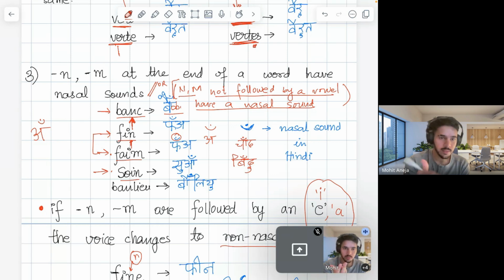So the thing is, N and M both have the same sounds. They do not have any differentiation, especially when we're making the nasal sounds. The nasal sounds for N and M are the same. Only when, and I'll discuss that in the next rule.